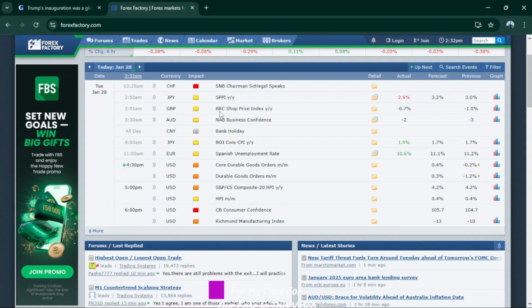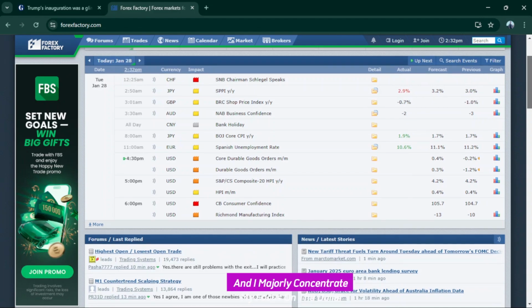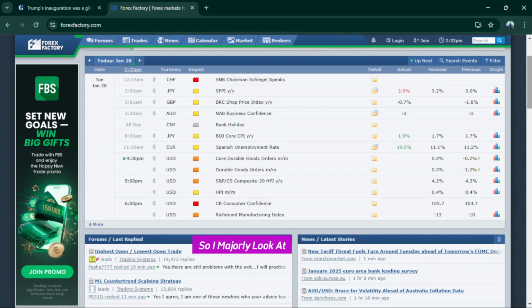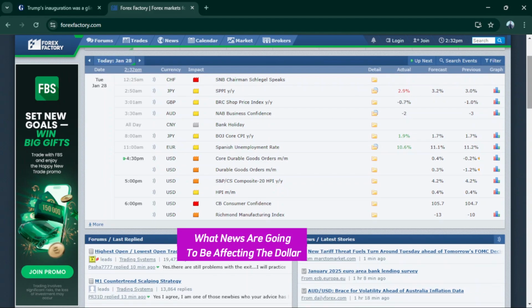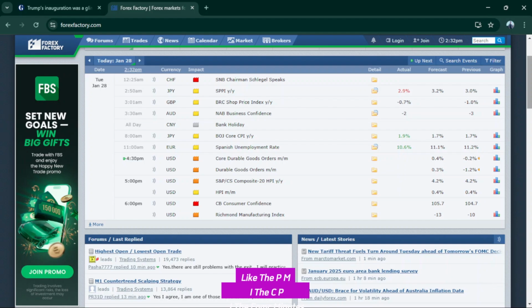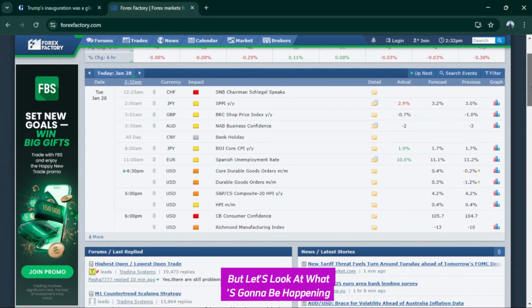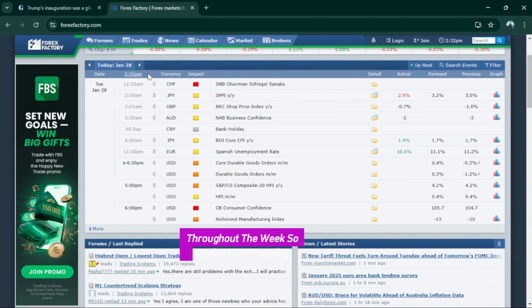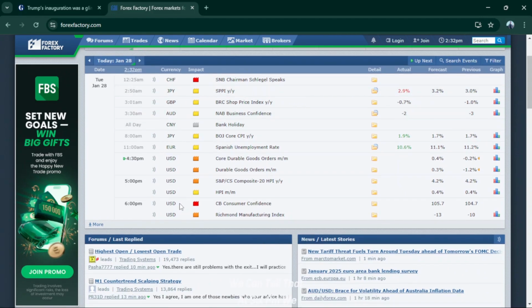But for our case in this video, let's just look at the high impact news, and I majorly concentrate my focus on the dollar. I majorly look at what news is going to be affecting the dollar, like the PMI, the CPI, the FOMC minutes, member speeches, something like that. Let's look at what's going to be happening throughout the week. Today is Tuesday. I'm not going to look at Monday. Over here, you can tell that at 6 p.m. we have the CB consumer confidence affecting the dollar index.